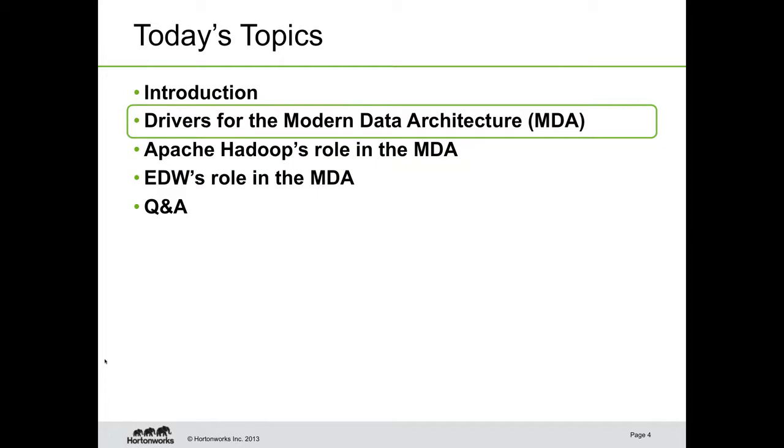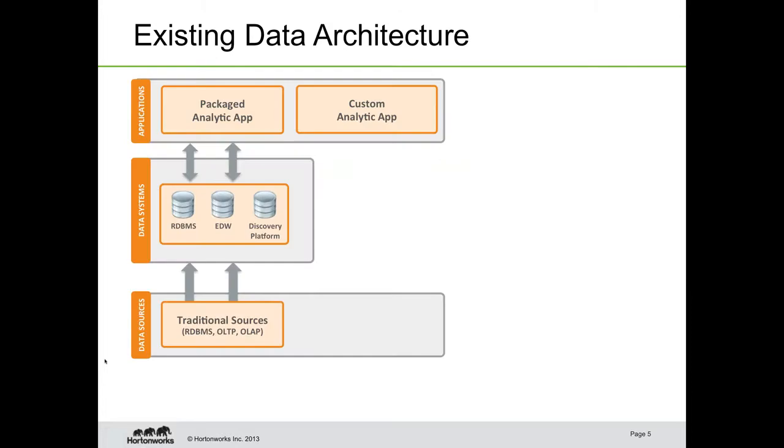Good. So I'm John Kreisa from Hortonworks, and thank everybody for joining today. What I'm going to talk about is two topics. First, I want to talk about the drivers for the modern data architecture that is evolving. And then I want to talk about Apache Hadoop's role specifically in that modern data architecture. And then I'll pass it over to Steve to talk around the data warehouse role in the modern data architecture. So let me go ahead and get started.